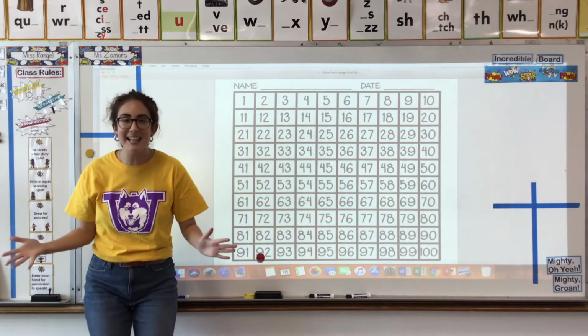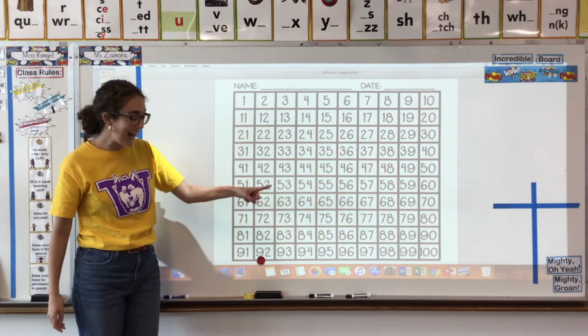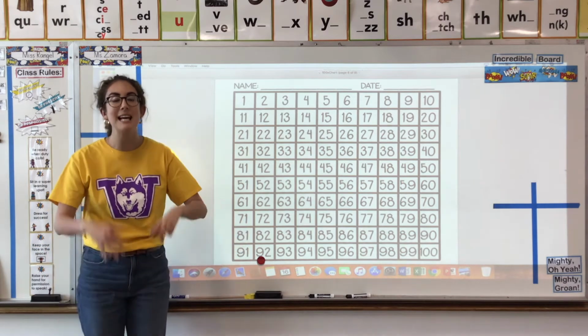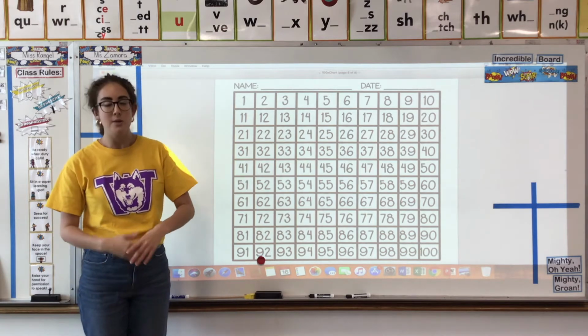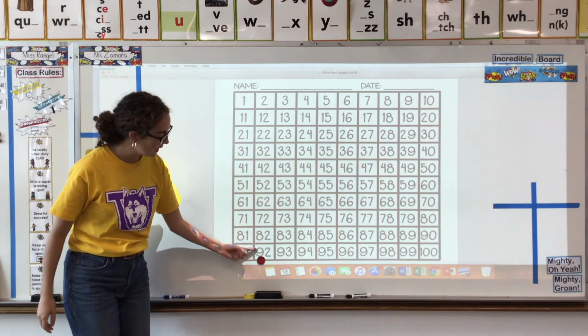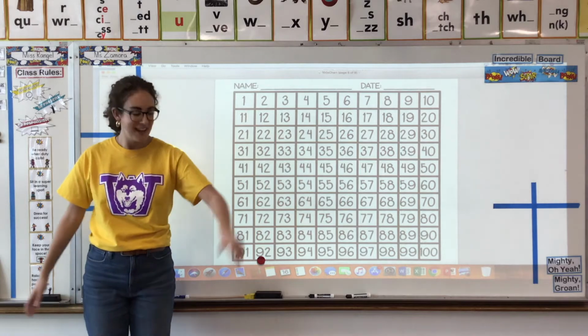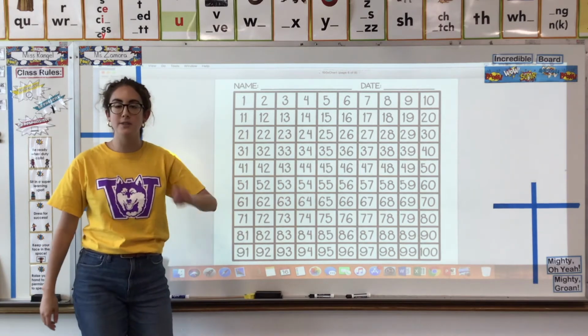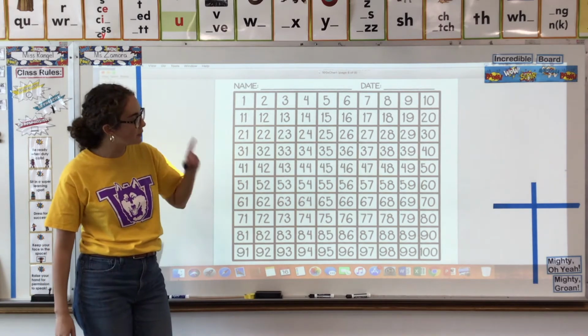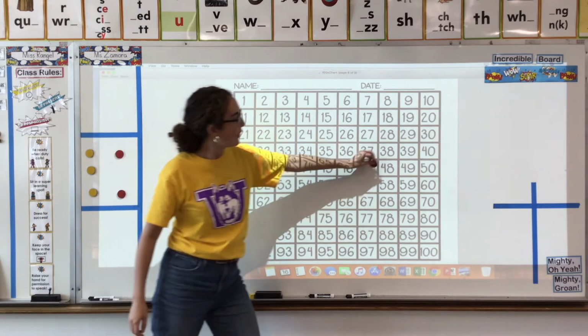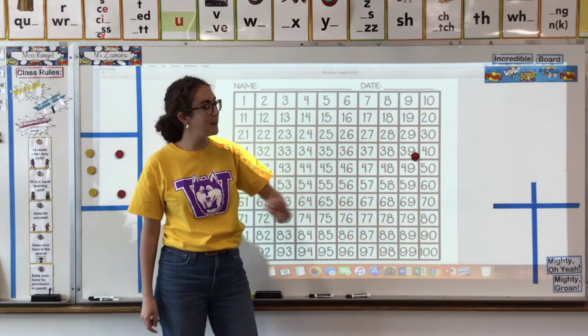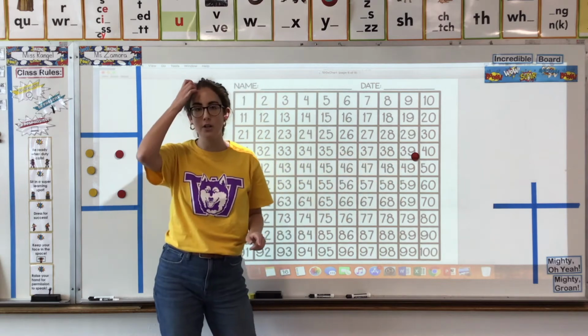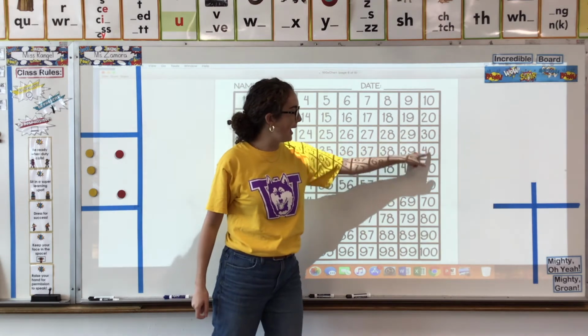That is 92. We added 10 more and got 9 tens. So we skip counted from 82 until 92. Good job. Okay, super scholars. Now let's try the number 39. Can you find the number 39 over on your chart?